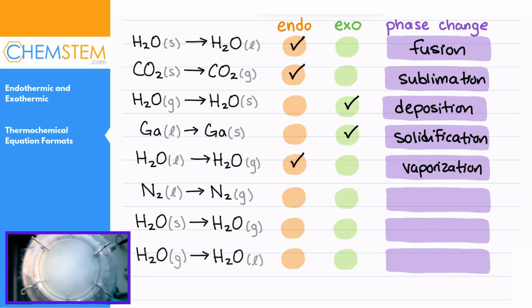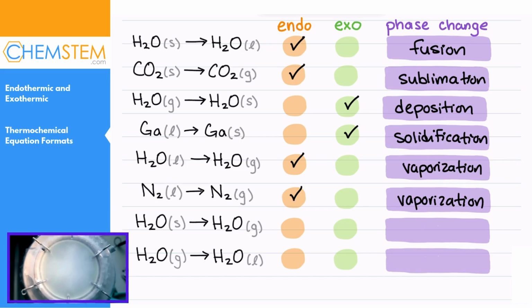And then we have liquid nitrogen turning into gaseous nitrogen. So if you've ever seen liquid nitrogen, what's happening there is it is vaporizing, turning from liquid to gas, just like we saw above, except it's a different substance. So it's vaporization of liquid nitrogen, still going to be an endothermic phase change.